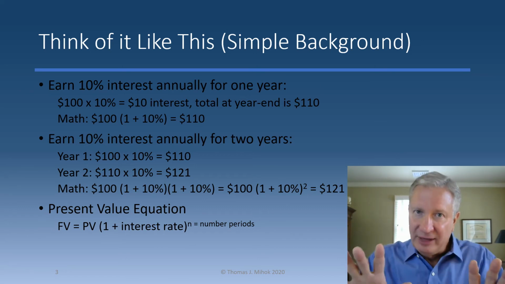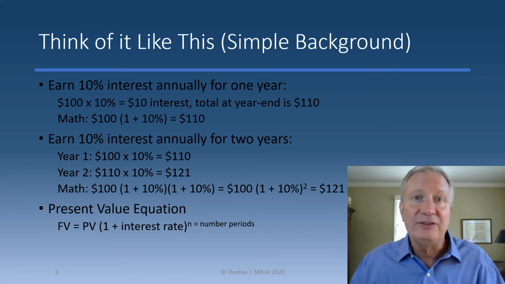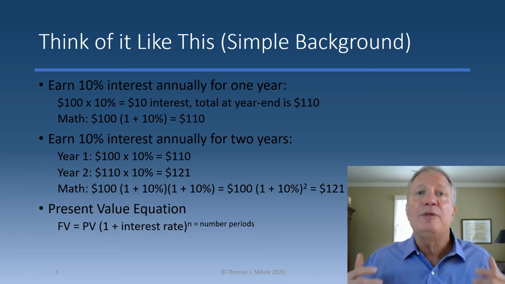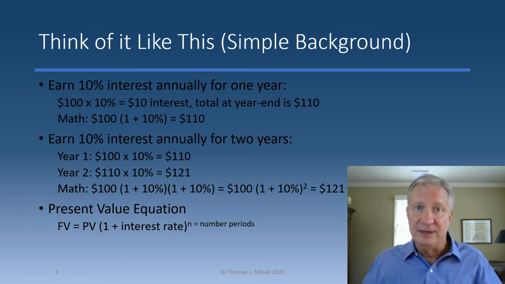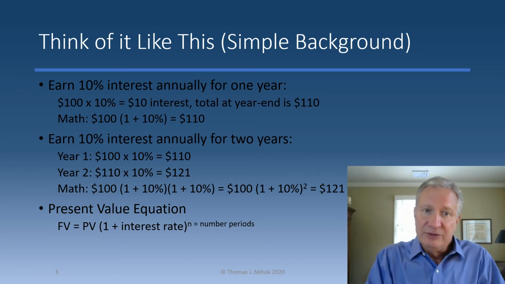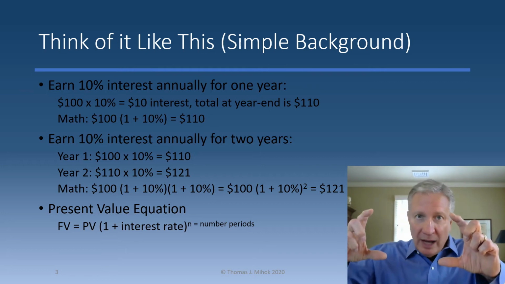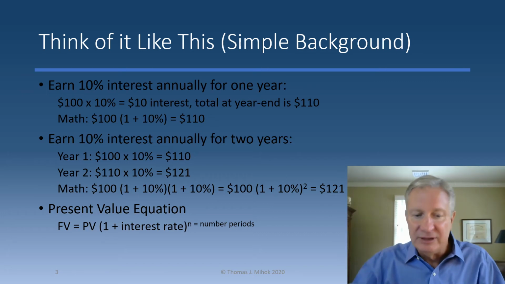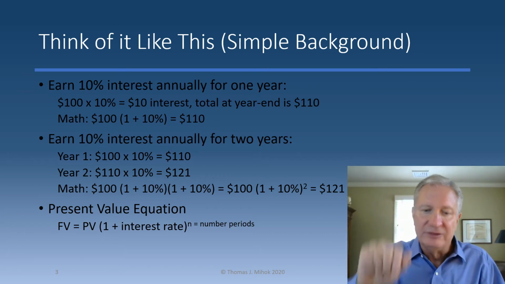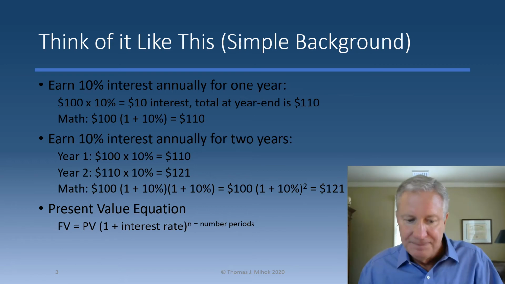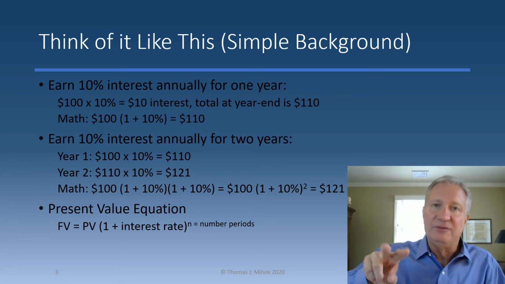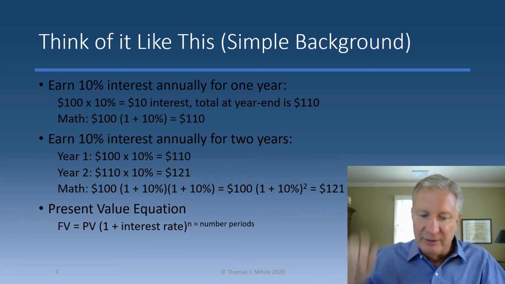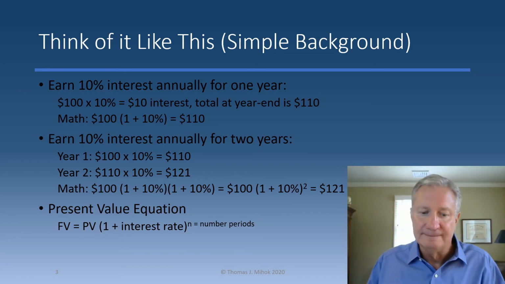Not that confusing. Stay with me. The total of that is equal to $121. Just what we did a moment ago. So the present value equation for this is the future value is equal to the present value times the quantity, 1 plus the interest rate, to the power of the number of periods. In the example that we just did, 2 periods, so it's squared to the second power. Or another way you might look at it is to say the present value times 1 plus the interest rate to the number of periods power, 2, 3, 4, whatever, is equal to the future value.